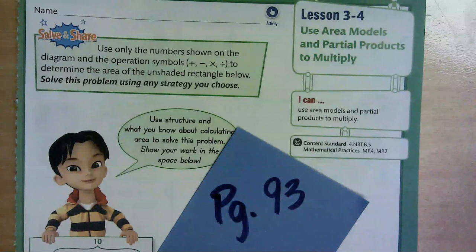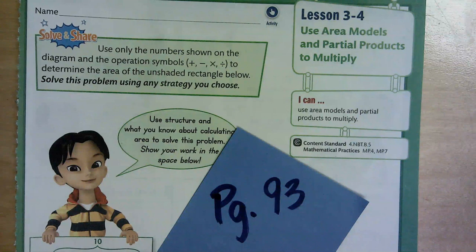And at the end of this lesson, we want you to be able to say, I can use area models and partial products to multiply. We're going to talk more about what that means and how it looks, and we're going to be using some vocabulary words. So actually, we're going to turn to page 94 right now to check out our vocabulary words and how this is going to work.